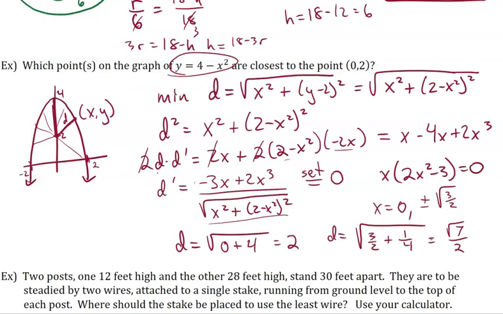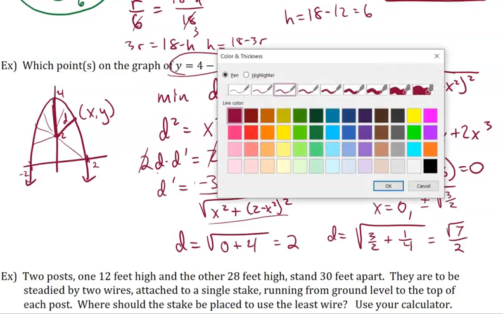And so root 7 over 2, I'm comparing that to 2. Well, in order for them to be the same size, this would have to be 4 over 2, so it'd be root 16 over 2. Okay, root 7 is definitely smaller than root 16, so this number is smaller than 2, meaning that the points when x equals positive or negative root 3 over 2 are closer to the point (0, 2) than any other points. So my question says which points. Okay, so I need to get my y coordinates as well.